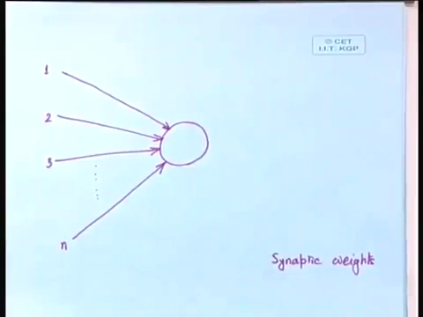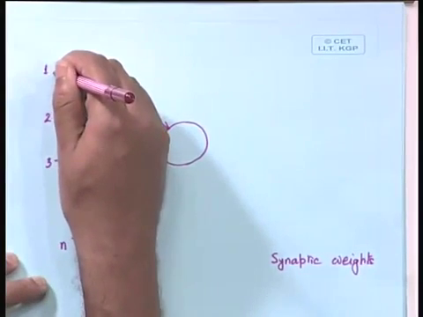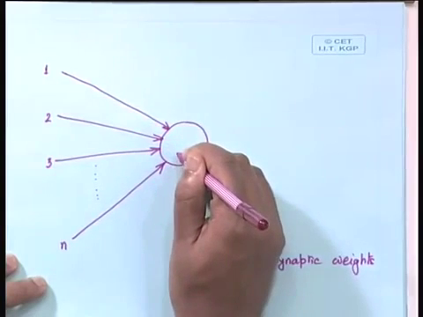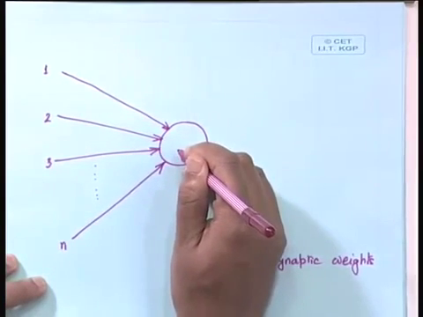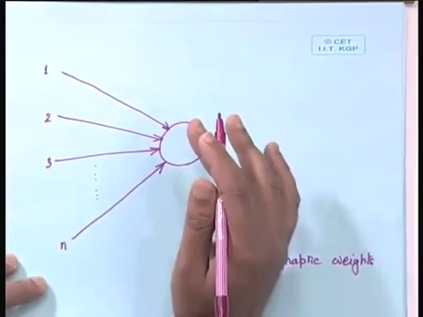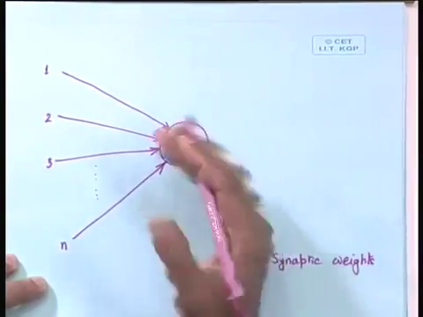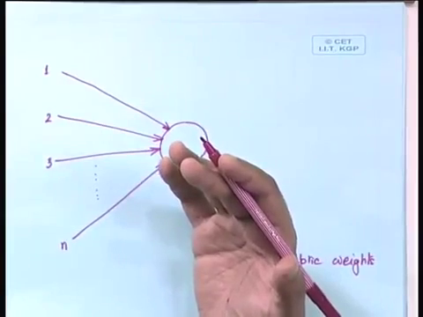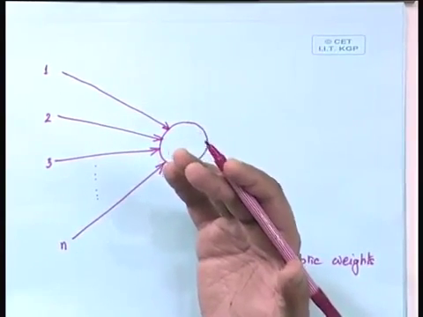Now, we will have such synaptic weights associated, and those synaptic weights will be defined for the connection between the input and the neuron under consideration. Mind you, the input may be received from other neurons also, or the inputs may be coming directly from any of our perceptual units.